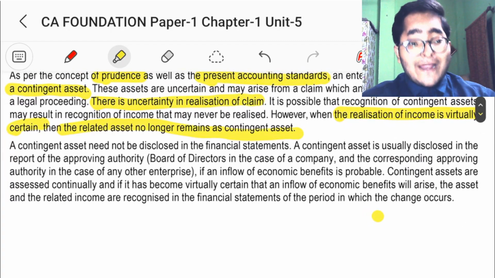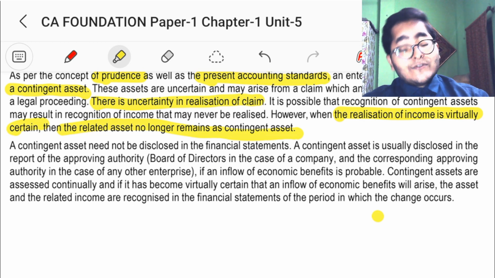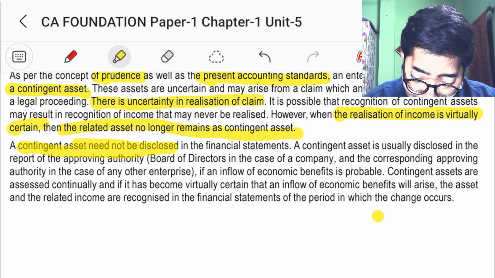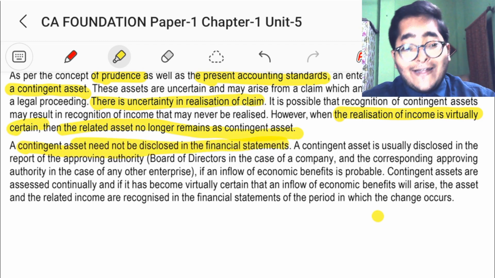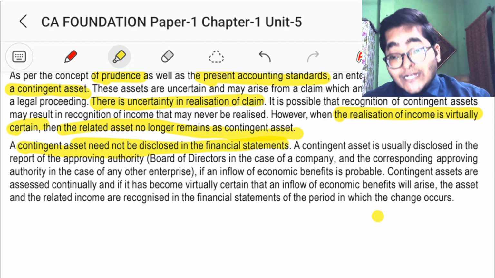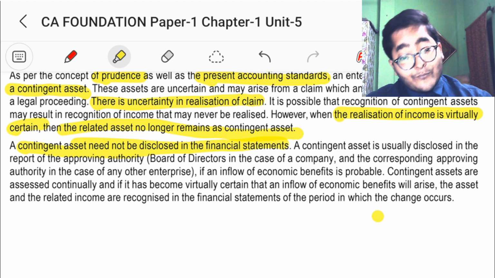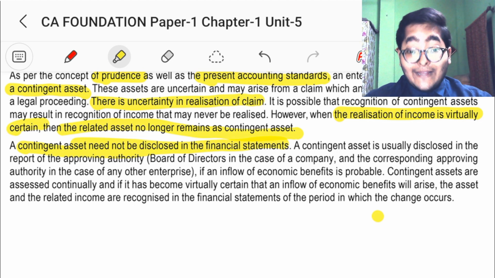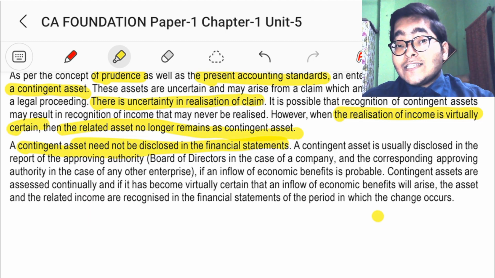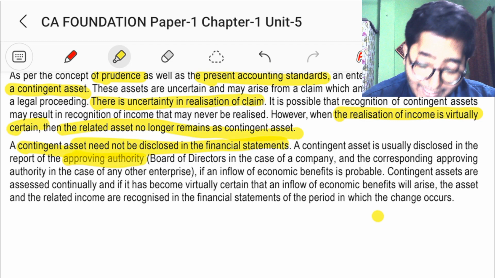So, next paragraph, a contingent asset need not be disclosed in financial statements. एक contingent asset को financial statements में recognize करना mandatory नहीं है या फिर allowed भी नहीं है. A contingent asset is usually disclosed in the report of approving authority, that is board of directors in the case of a company. Contingent asset approving authority के report में लिखा जाता है.